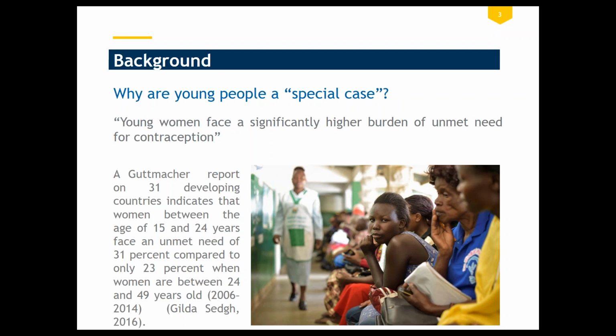So the first statement that I want to address is that when you look at different reports, it's clear that young women face a significantly higher burden of unmet need for contraception. A Guttmacher report on 31 developing countries indicates that women between the ages of 15 and 24 years face an unmet need of 31% compared to only 23% when women are aged between 24 and 49 years.